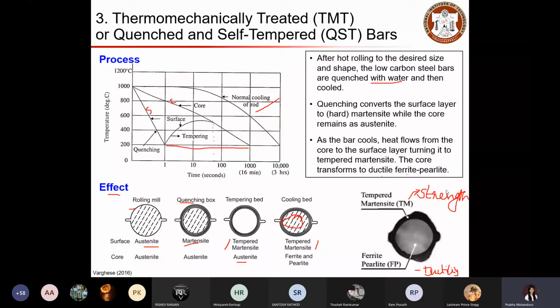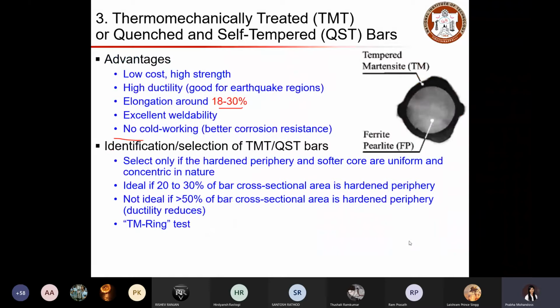To have these phases, it is very important that they are in uniform shape. You can see the outer portion is in the form of a ring. That is why it is called a TMT ring bar. So the outer portion is in the form of a ring, and then you have your inner circular portion. This geometrical aspect is very important for judging the quality of your TMT bar. And then we looked at the advantages of TMT bar. Right.